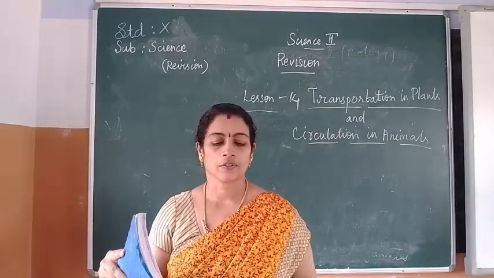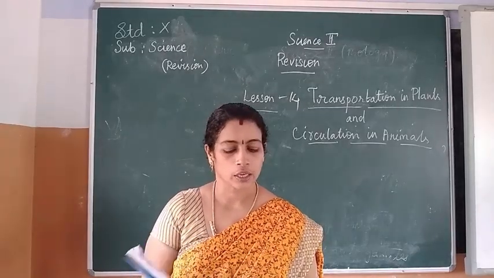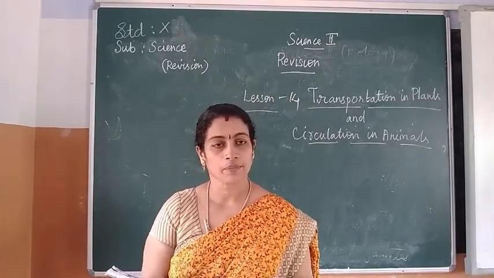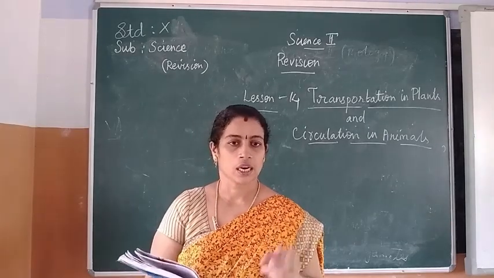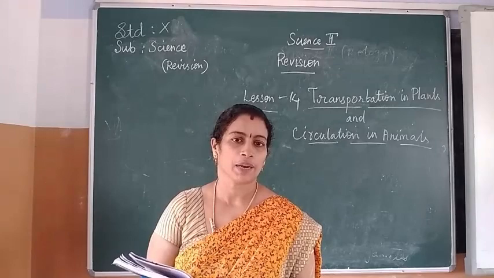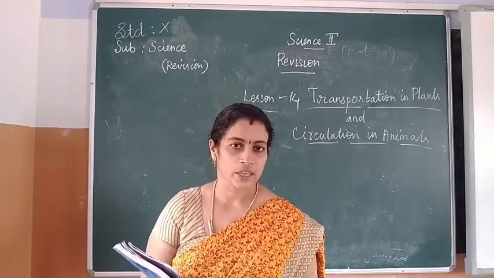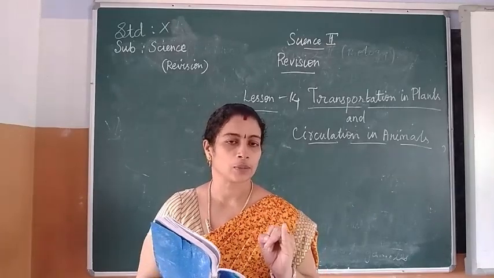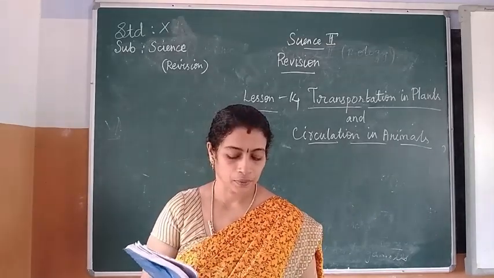Then heart of heart is called SA node. SA node is known as the heart of heart. Then which one of the following regarding blood composition is correct? Blood, plasma, RBC, WBC and platelets. Answer is D. Tenth one, answer D. Blood is made up of plasma, RBC, WBC and blood platelets.